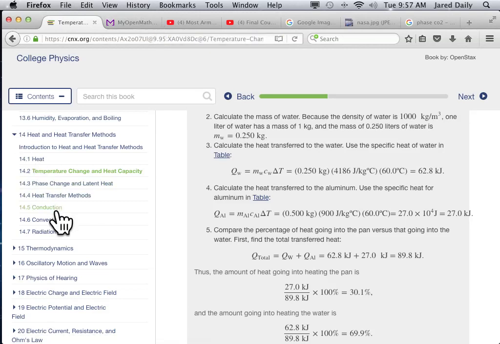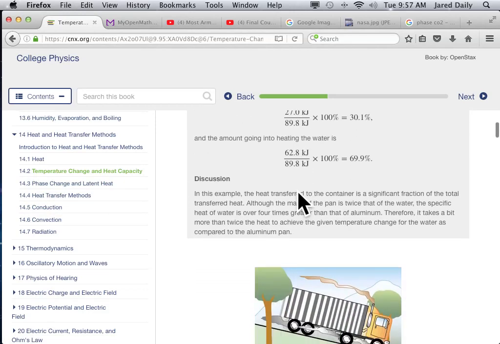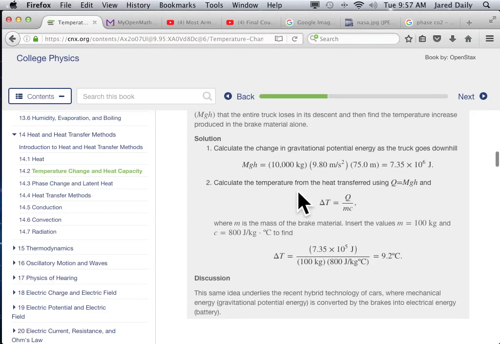Anyway. All right, temperature change and heat capacity. So that's what that's all about. Temperature changes as you add heat, more and more and more heat.